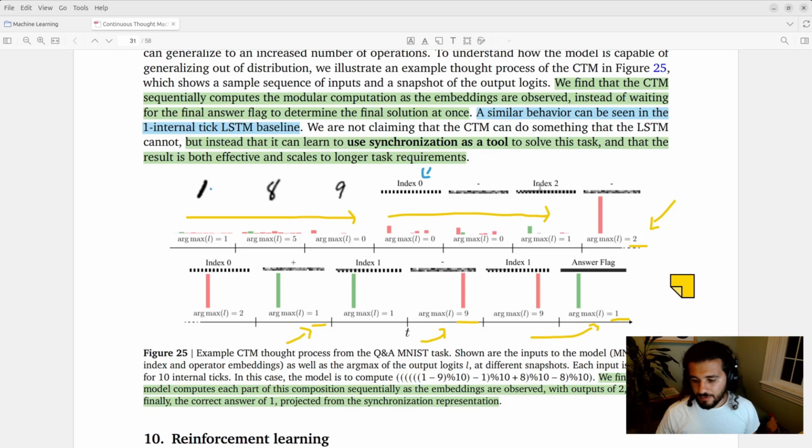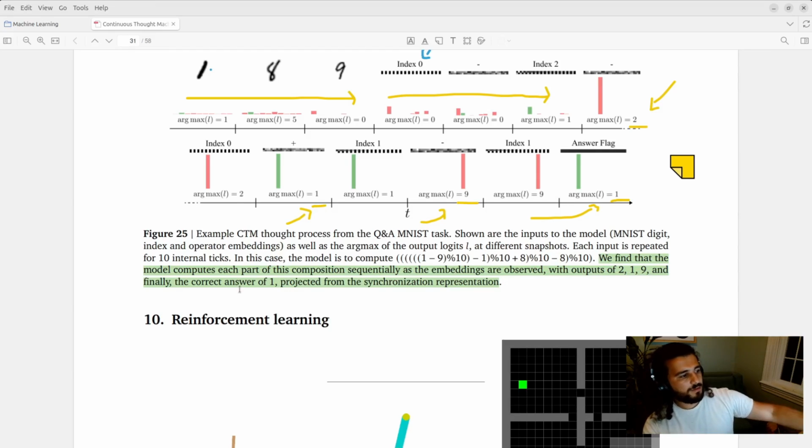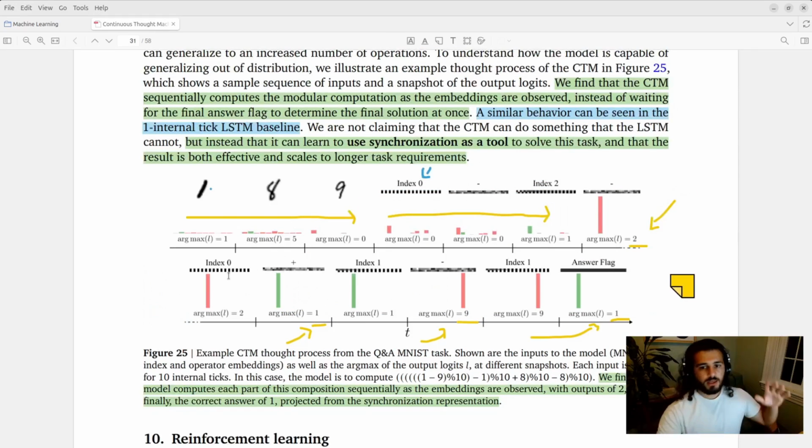So if you develop your encoding for 4 numbers and then we give you 5, of course you're not going to be able to recall it, because in your latent space they are not properly stored. Here we find that the model computes each part of its composition sequentially as the embeddings are observed, with output 2, 1, 9, and finally the correct answer of 1 projected from the synchronization representation.